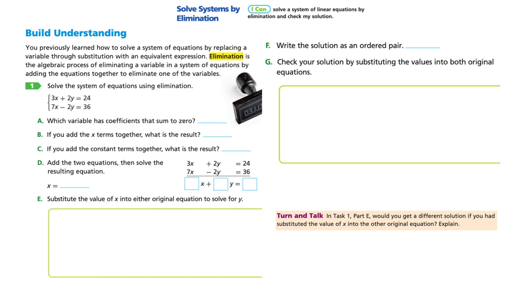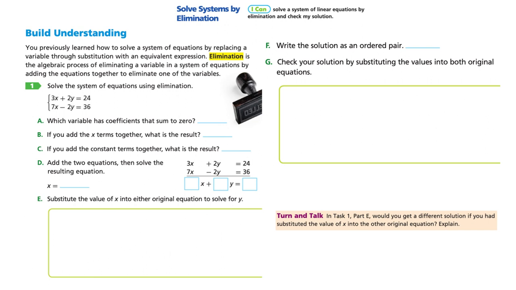So let's look at the build understanding. Again, I'm going to say the same thing. If you haven't done the Spark Your Learning, pause here and go back and do that on your own. Try it. It's just a great warm up and gets you into this lesson. So here's the build understanding.